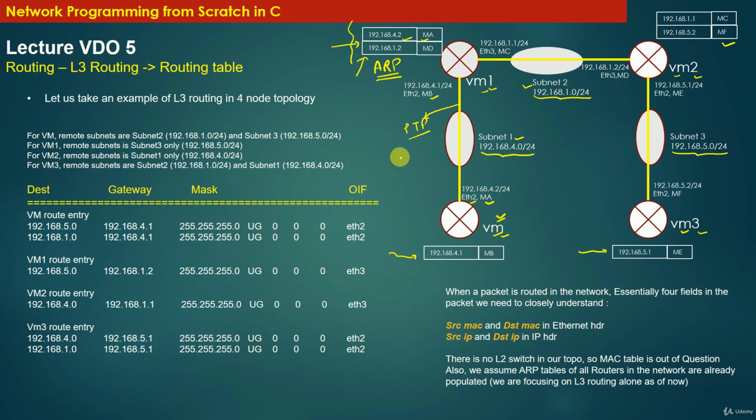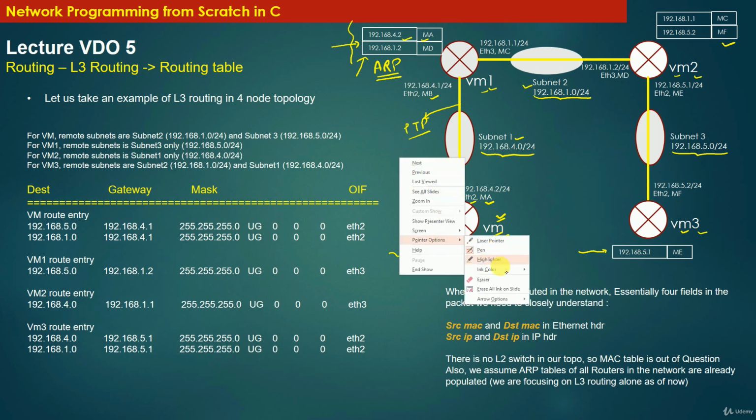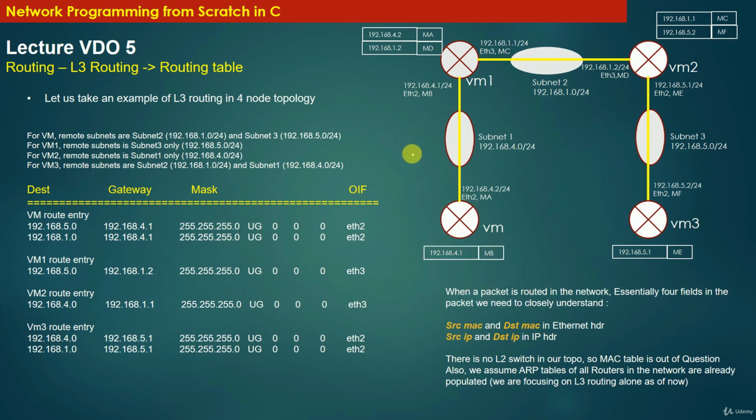Now let us discuss what subnets we have and which subnets are local and remote with respect to each router in this topology. You can see that for router VM, the remote subnet is subnet 2, right? And the other remote subnet is subnet 3. With respect to the router VM, the local subnet is subnet 1, right? So why are these subnets local and remote? Just apply the definitions of remote and local subnets which we have already studied, and you would know which subnet is local and which subnet is remote with respect to a given router.